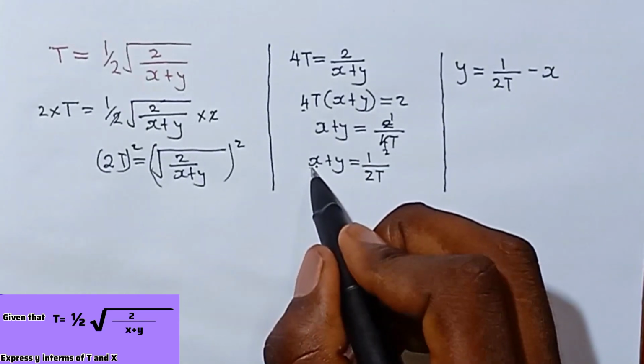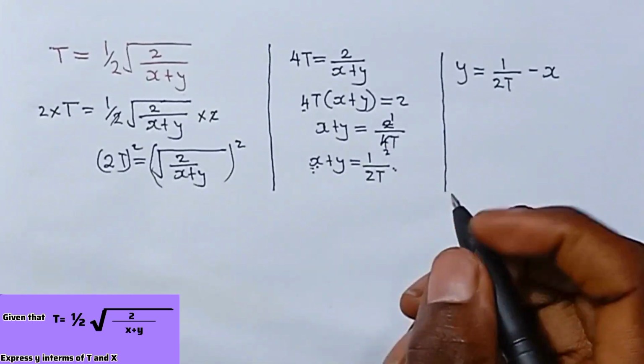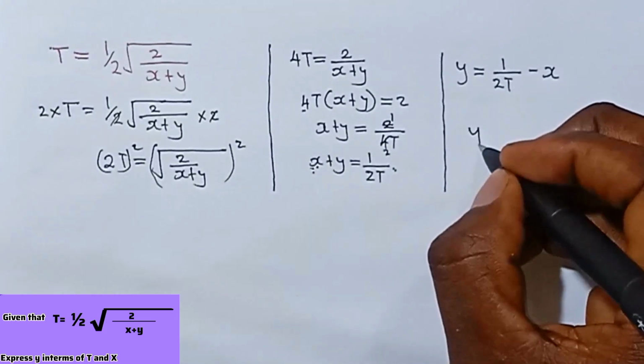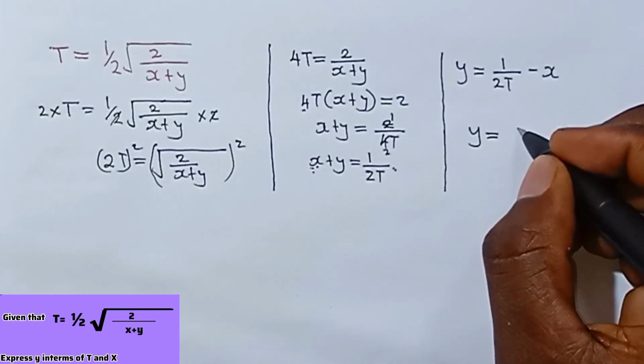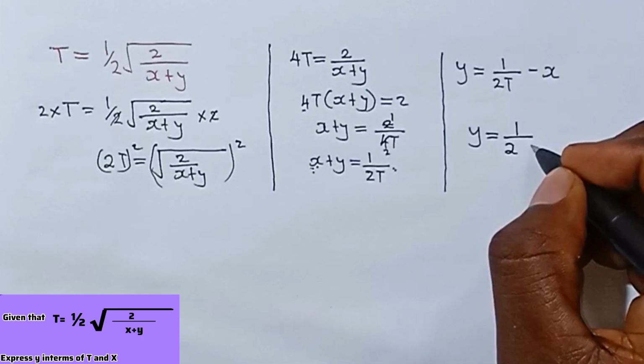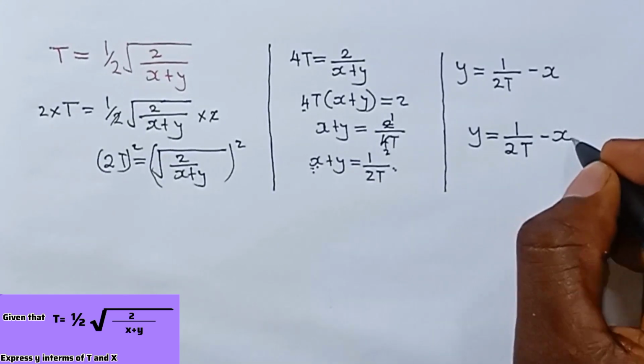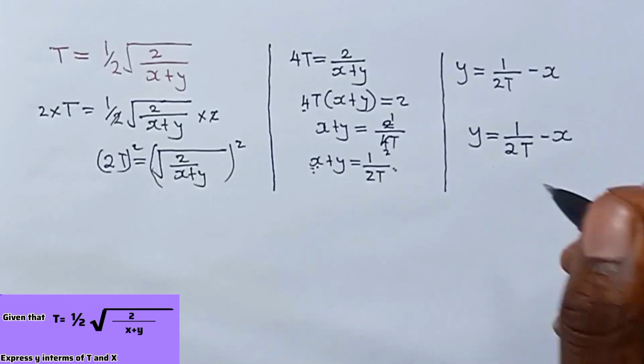When we subtract this on this side and on this side, this is going to cancel. So the required answer is y is equal to 1 all over 2t squared minus x. So this is the answer.